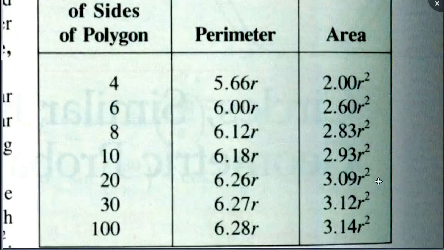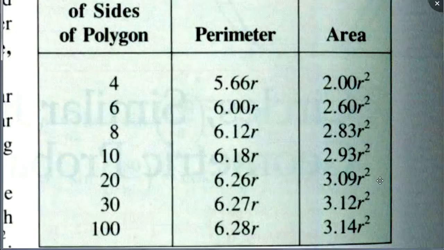Go ahead, everybody discuss with your team. What do you think? All right, what did your team come up with? How about Austin? Anything interesting about this table? We found out that the 100-sided polygon area is 3.14 times R squared, right? So if the area is pi r squared, then how is the area 3.14?